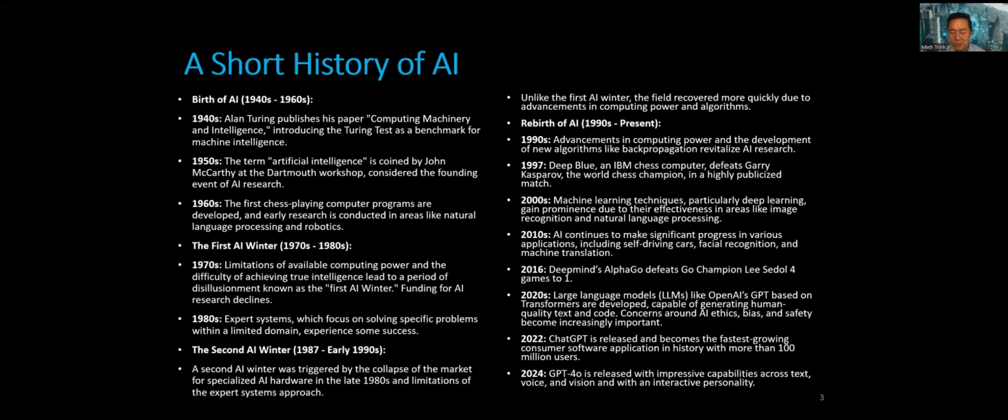2022, so you probably all were witness of this when ChatGPT was introduced to everyone. It was available for free. It's the fastest growing consumer software application in history, with more than 100 million users. Right? And now, just recently, a few weeks ago, GPT-4o, or Omni, from OpenAI, was released with impressive capabilities across text, voice, and vision, and with interactive personality.